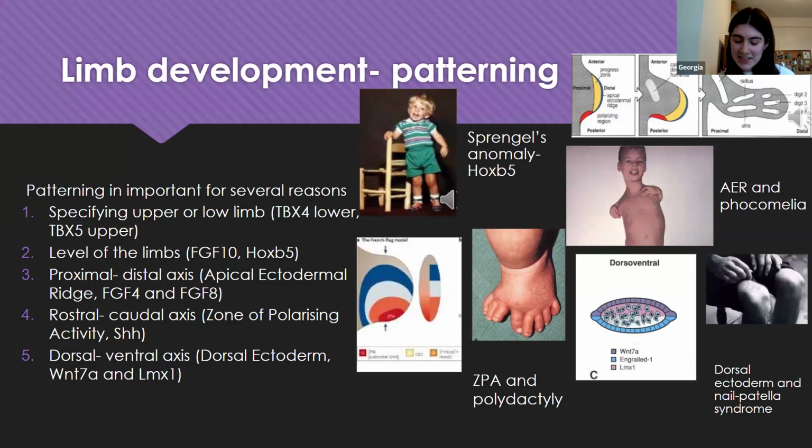Okay, and the final axis is the dorsal ventral axis, and the signaling center for this is actually the dorsal ectoderm. And it works by releasing Wnt7a that's not released by the ventral ectoderm. And this in turn induces something called LMX1 activity, so that's a transcription factor, in the dorsal mesenchyme. And mutations to that transcription factor can lead to a condition called nail patella syndrome. Nail patella syndrome basically means an individual lacks a patella and have highly reduced nails. As before the rotation of the limbs, all of these structures lay on the dorsal side of the axis.